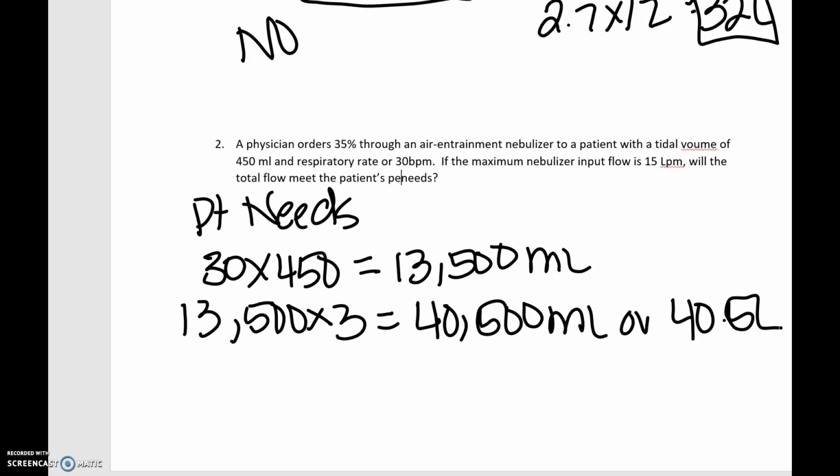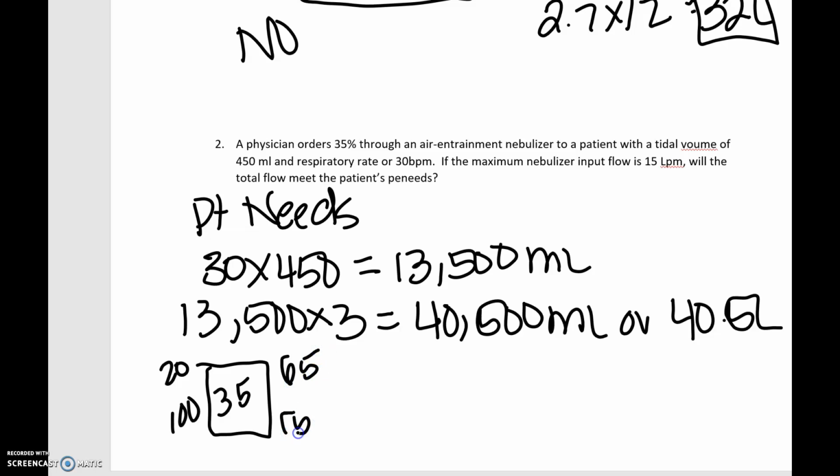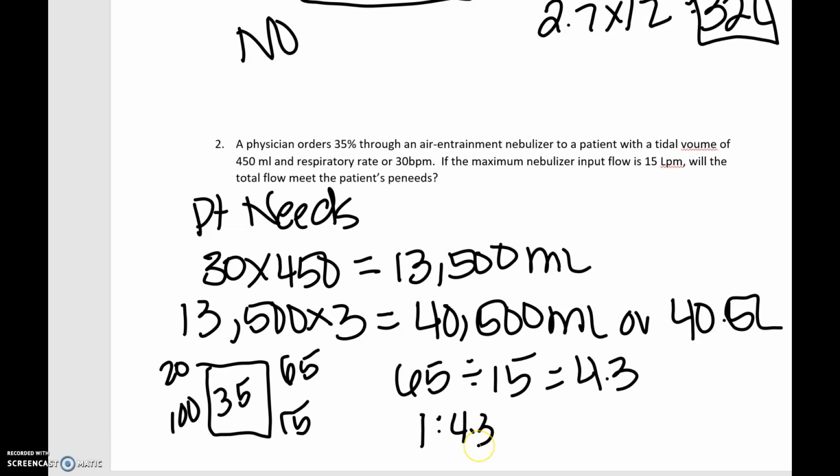And then we need to calculate total flow from the nebulizer. So again, we're going to do our magic box. And the FiO2 that they are needing is 35%. So we would take 100 minus 35, and that gives us 65. And we would take 35 minus 20, which gives us 15. Then we're going to take the 65 divided by 15, and that gives us 4.3. So it's going to be a 1 to 4.3 ratio.